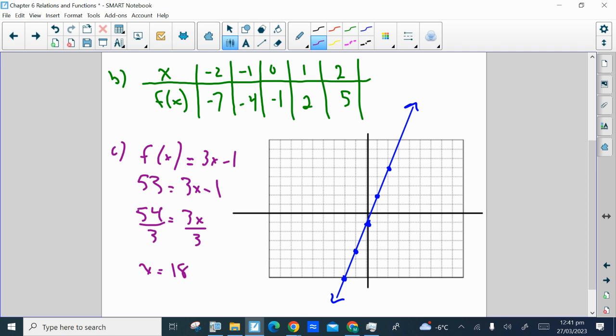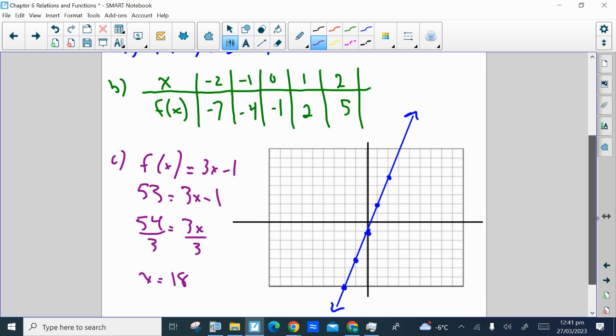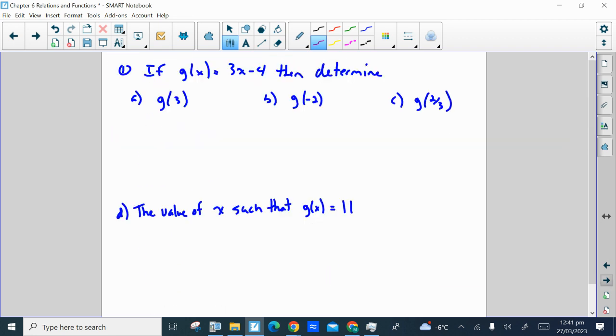Okay, so there's the answer. On the next page, again, you're given a function in function notation. g(x) is 3x minus 4. The first question says find g(3).